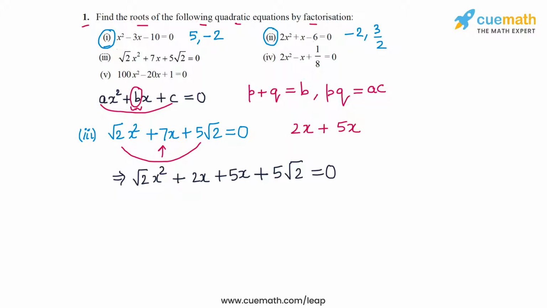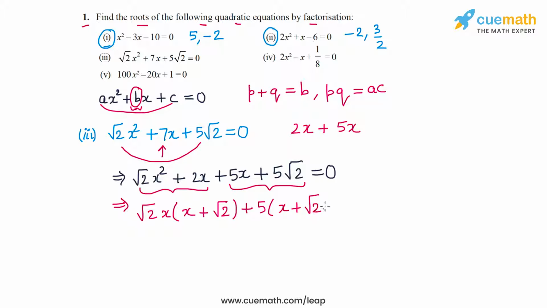Now from the first pair of terms, root 2x square plus 2x, we can take out a common factor of root 2x, and that will leave us with x plus root 2. And then from the second pair of terms, we can take out a common factor of 5, and that will leave us with x plus root 2 once again, and this is equal to 0. And now we see that this x plus root 2, this factor is common, so let's take this out.